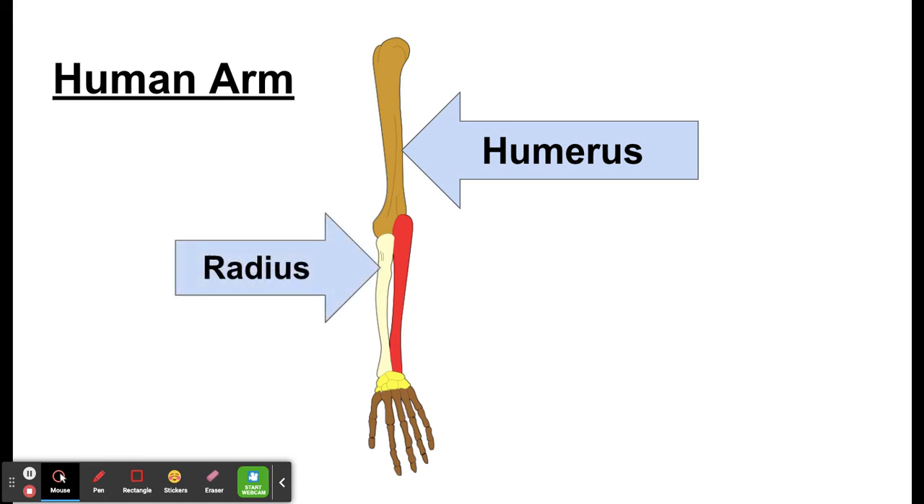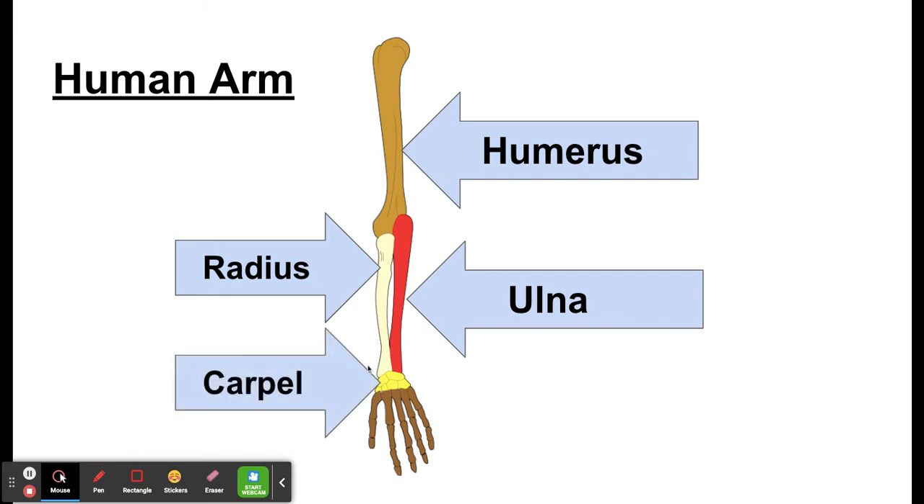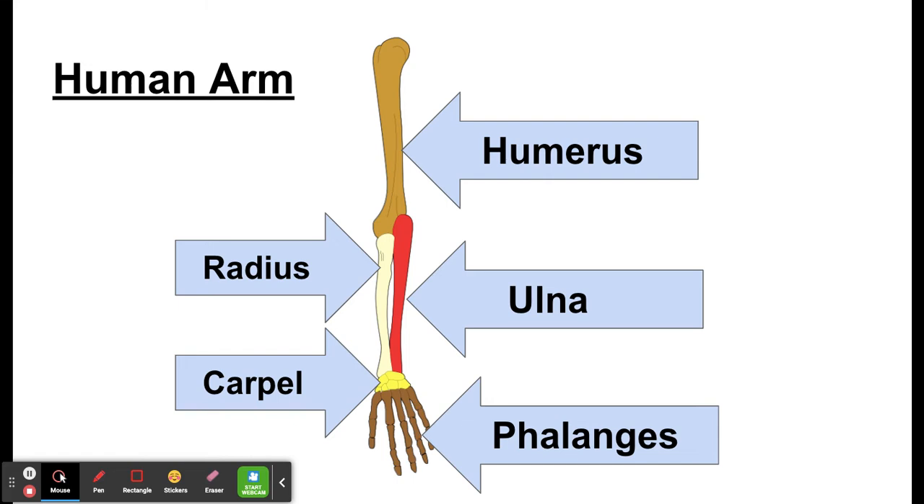And you guessed it, the one on this side is called the radius, the one on the side with your thumb on it. The one on the outside, kind of by your pinky finger, that's called the ulna. Sound familiar? It should. Here we have the carpals, this kind of conglomerate of bones that make up your wrist. And down at the bottom we have, that's right, the phalanges. So this should sound pretty familiar.